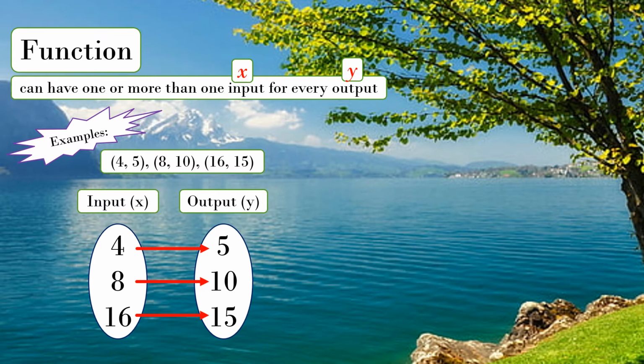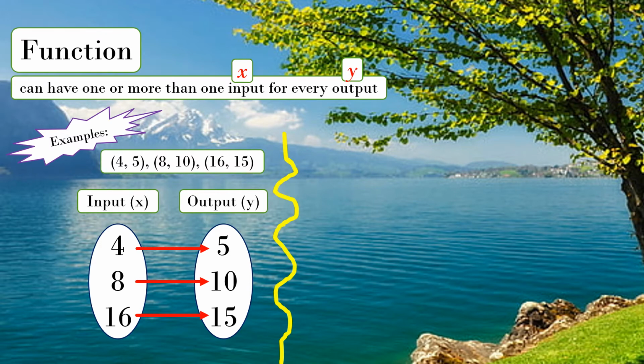Did you understand the diagram? Yes? No? Okay. So this diagram shows a relation that is a function. A function that has one input for every output. It's like one to one. No? Next example.